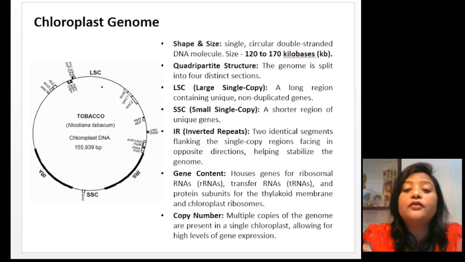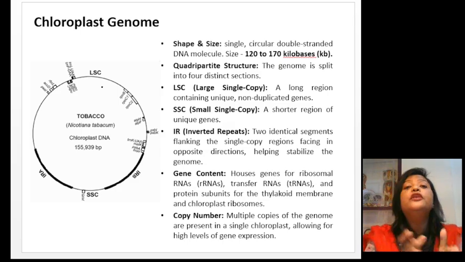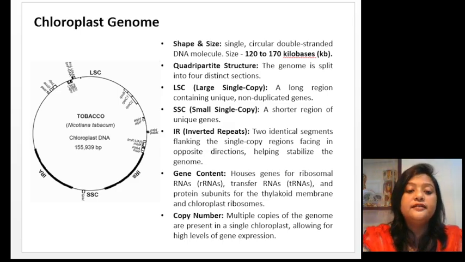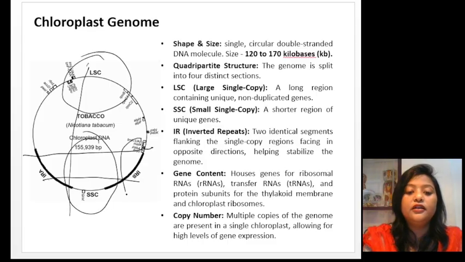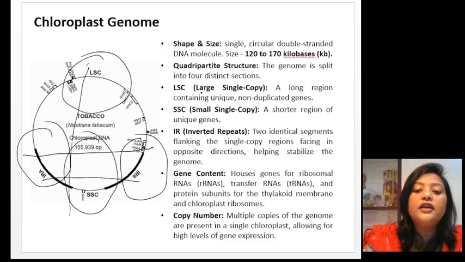Okay. Then it has a quadripartite structure. That means it has 4 divisions. I'll show you how. You can see there are 4 divisions out here: here 1 division, here 1 division, here 1 division, and here 1 division. So LSC is the large single copy. It is a long region and it contains some unique non-duplicated genes.